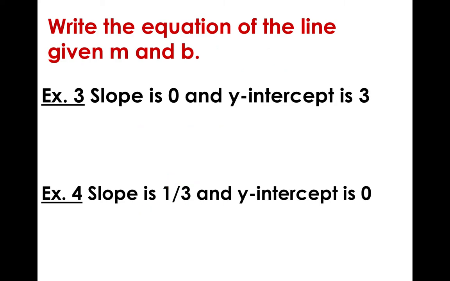The slope is 0 and the y-intercept is 3. This is a common misconception students have right here, because they think that, oh, since it's 0, then your slope can't possibly be 0. And I'm telling you, yeah, it can be 0.